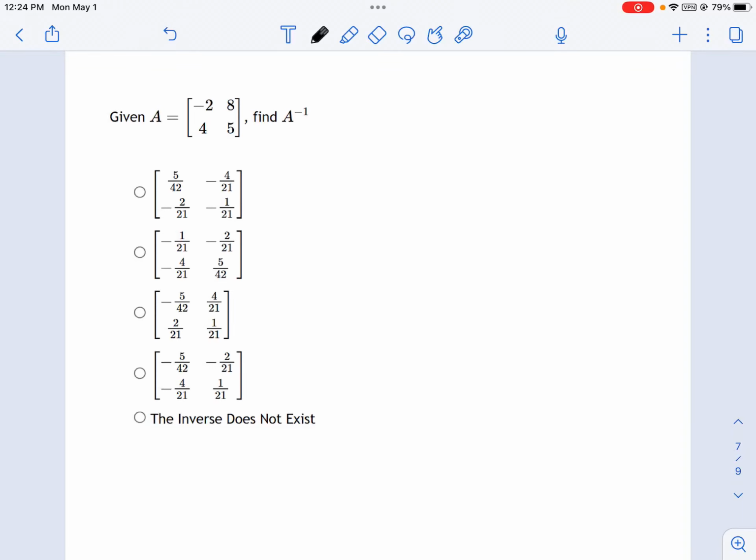Hello and welcome. So, given that we have matrix A is negative 2, 8, 4, 5, find A's inverse matrix.